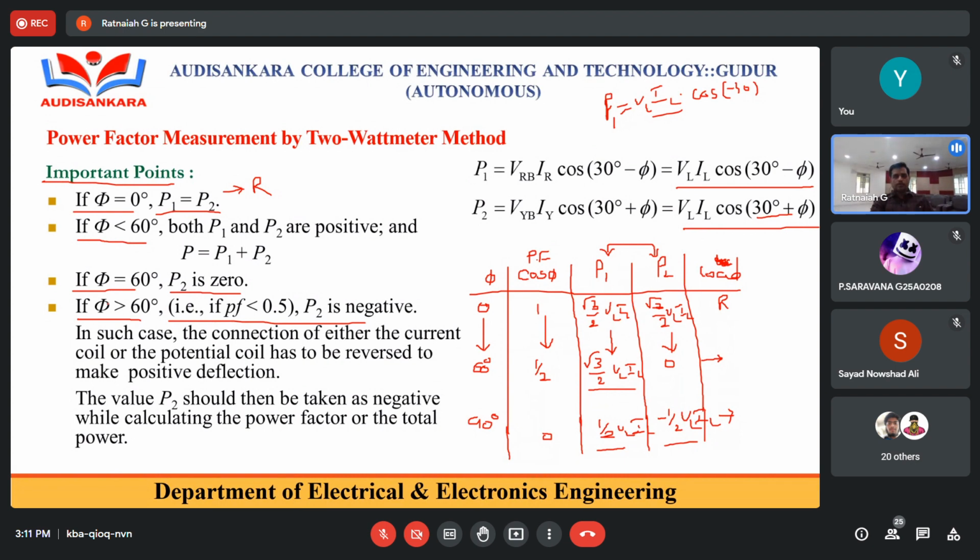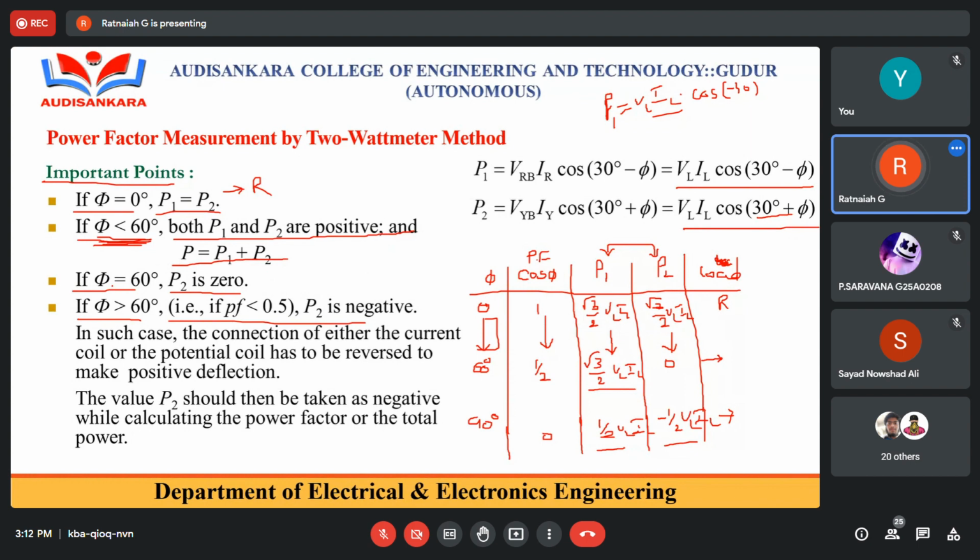For phi less than 60 degrees, that is from 0 to 60, both the wattmeter readings are positive. So we have an inductive load at that time. Then the total power consumption is P equal to P1 plus P2. Every time you have to add P1 plus P2.